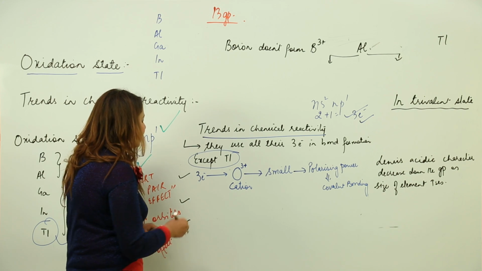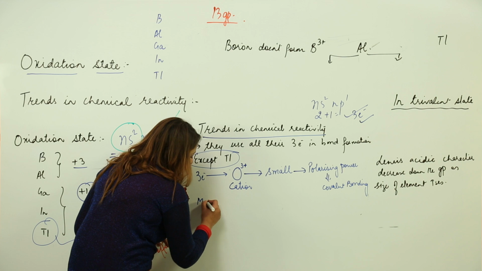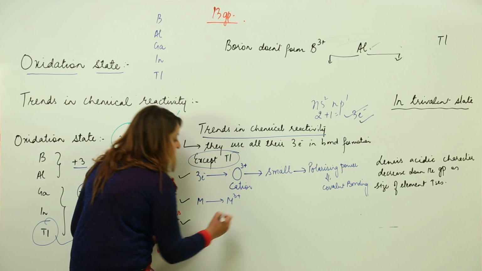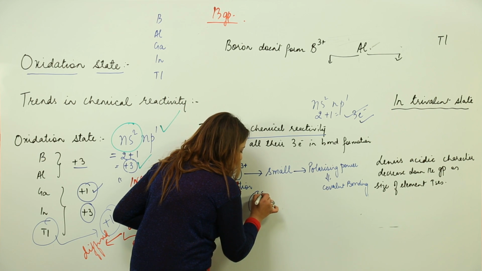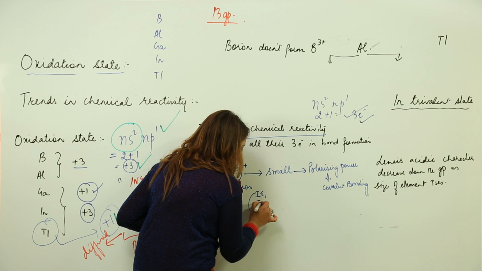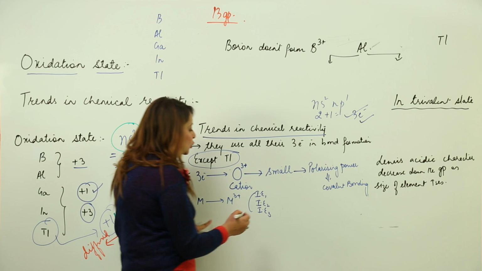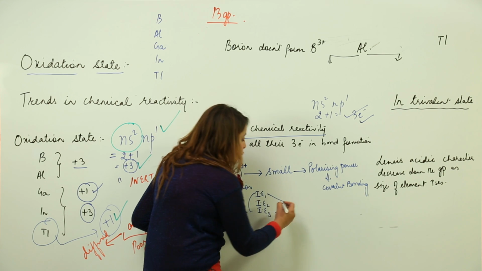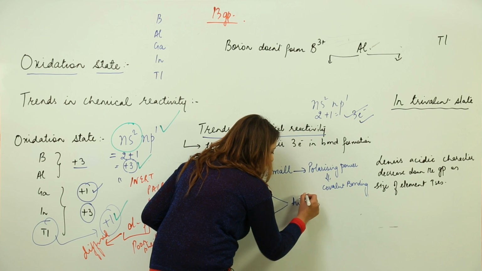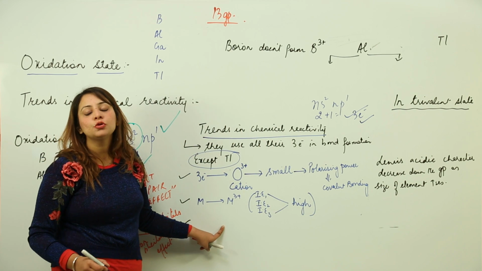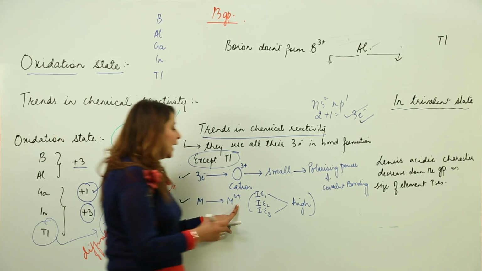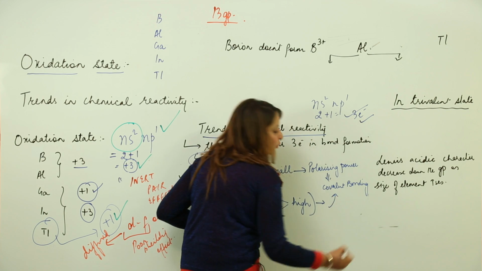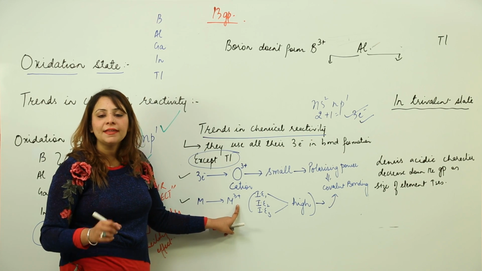The second thing is that if these metals try to become M3+, they need to lose 3 electrons. That means the first ionization energy for removing the first electron, the second for removing the second electron, and the third for removing the third electron, and in total we add them. Their sum becomes very high, so this much energy cannot be supplied to form M3+. That is the reason they show maximum covalent bonding. They do not form ionic bonds, they form covalent bonds.